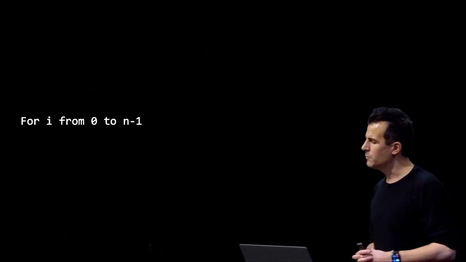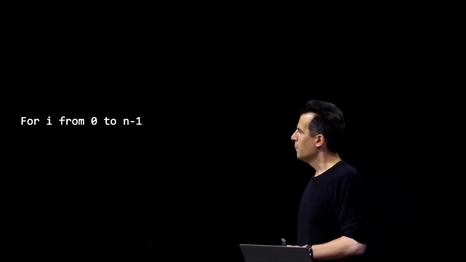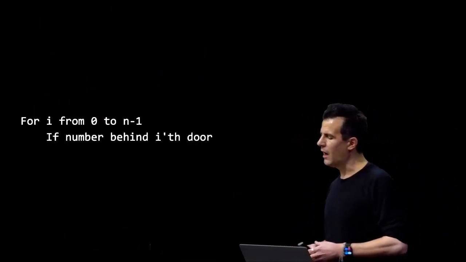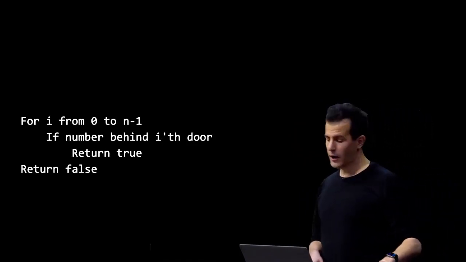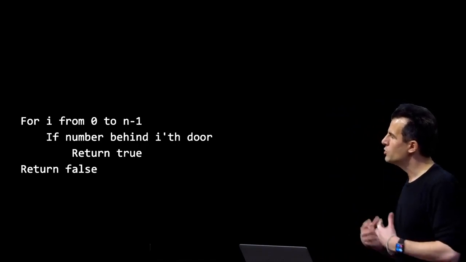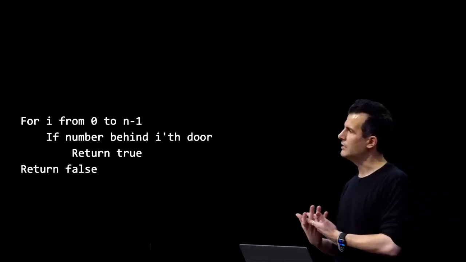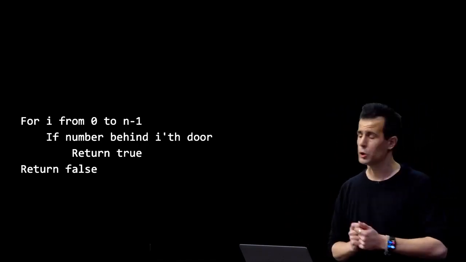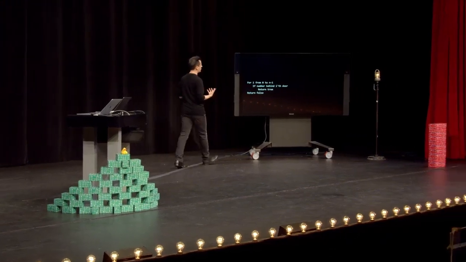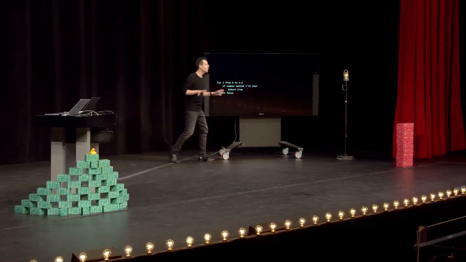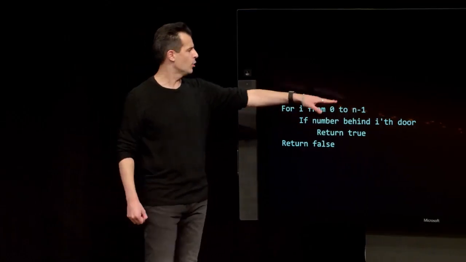So with linear search, I would propose that we could implement it in pseudocode first, like this. For i from 0 to n minus 1. If the number is behind the ith door, return true. Otherwise, at the very end, return false. So it's a relatively simple translation into pseudocode, much like we did with the phone book some time ago. And why these values? Because I'm now starting to express myself a little more like C, even though it's still pseudocode.